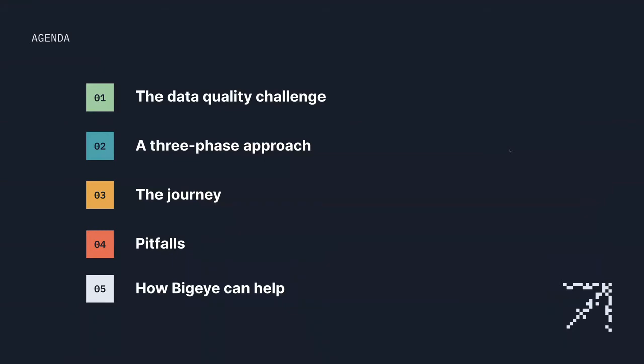What we're going to be talking about today is a three-phase approach to data quality. This is a framework that we at Bigeye use mostly due to seeing it repeated multiple times across a number of industries and businesses. We're going to start off with the data quality challenge and why we are talking about data quality today. We're then going to talk about this three-phase approach and how you progress in your data quality evolution. We're going to talk about the journey that most companies take as they go down the data quality path, some pitfalls that we've commonly seen, as well as pitfalls that I have personally fallen into myself. And finally, we're going to round out with how Bigeye can help you along on your journey and what the solution provides today.